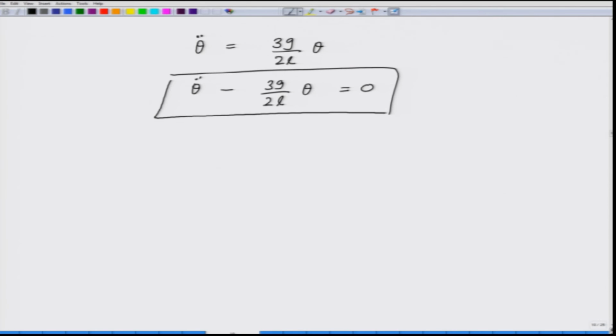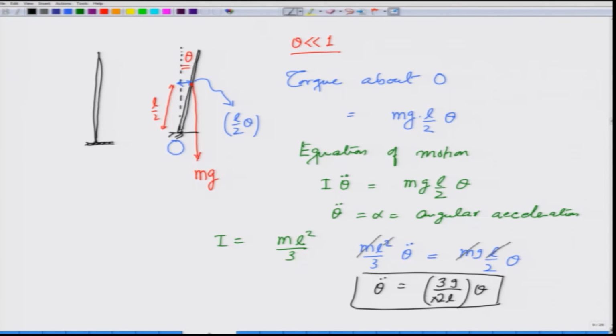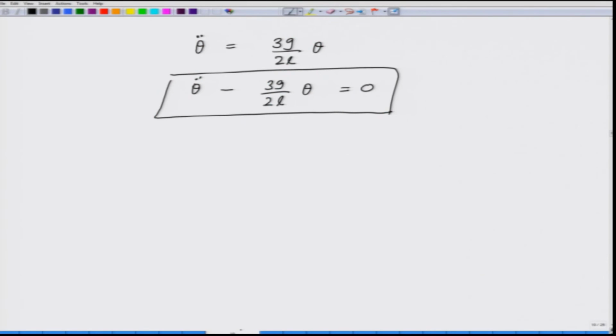So the equation I have is theta double dot is equal to 3g over 2L theta, or theta double dot minus 3g over 2L theta is equal to 0. I just missed a factor of 2 here, so this should actually be 3g over 4L theta. So the correct equation that I have is not this, but theta double dot minus 3g over 4L theta is equal to 0.